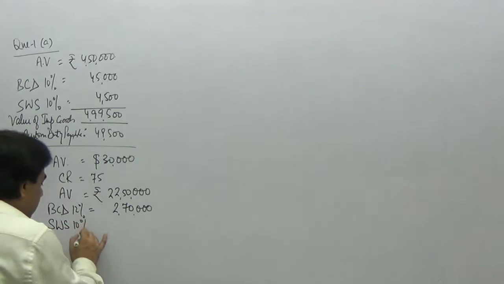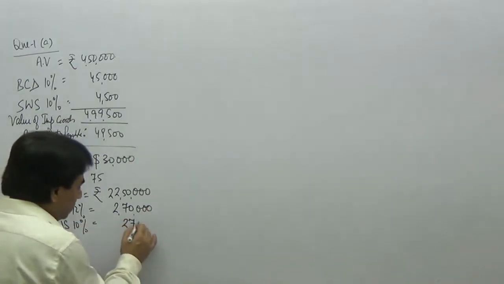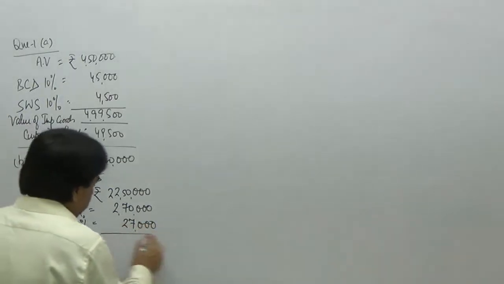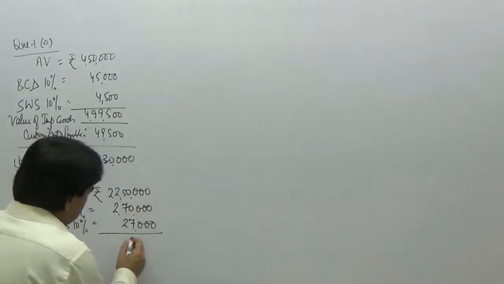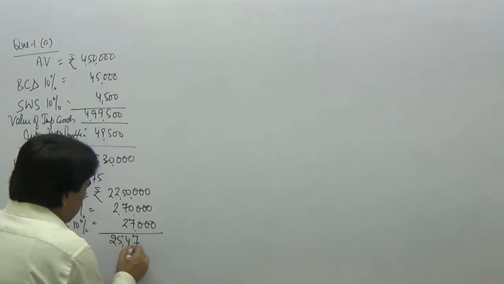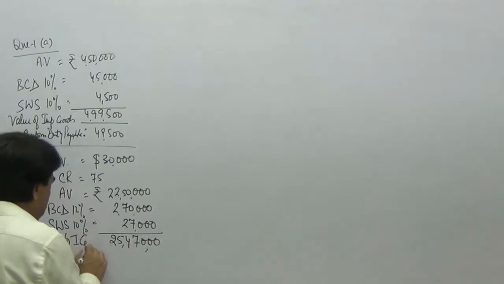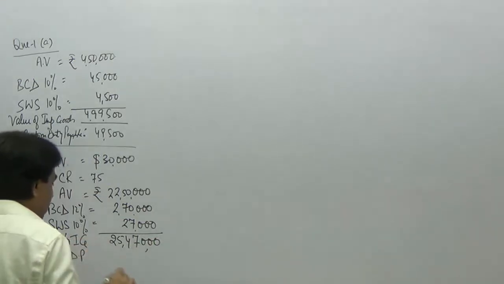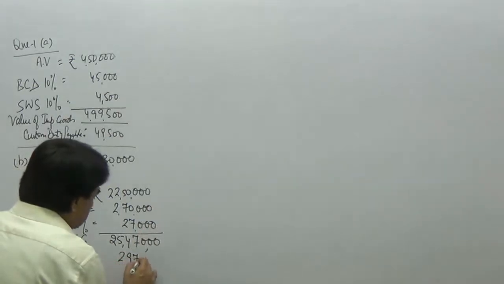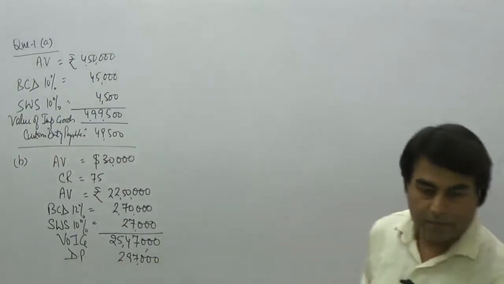SWS at 10%, it would be 10% on 270, that means 27,000. Okay. Now make a total of it, and this would be 25,47,000. This is the value of imported goods. And what about duty payable? Duty payable would be this plus this, that means 2,97,000. This is your part number B.